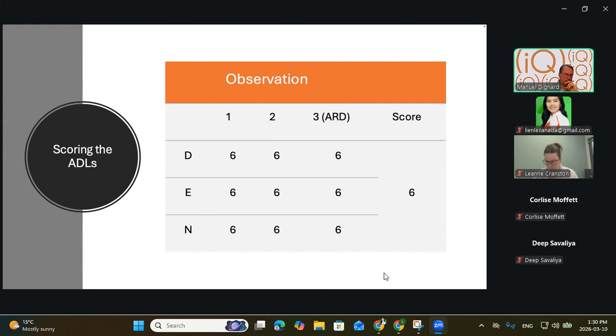Now, this one, the only time you're going to end up with a 6 is if they're all 6s or all 6s and 8s, because 8 means it didn't happen. So if every time it happened, it was total dependence, whether it happened once or 9 times. If you have a mix of 6s and 8s, you're going to end up with a 6. If they're all 6, you're going to end up with a 6. If you have a 6 and anything else, you're going to end up with a 5.